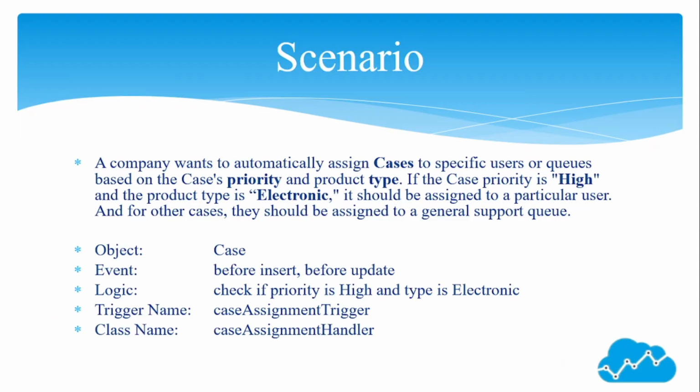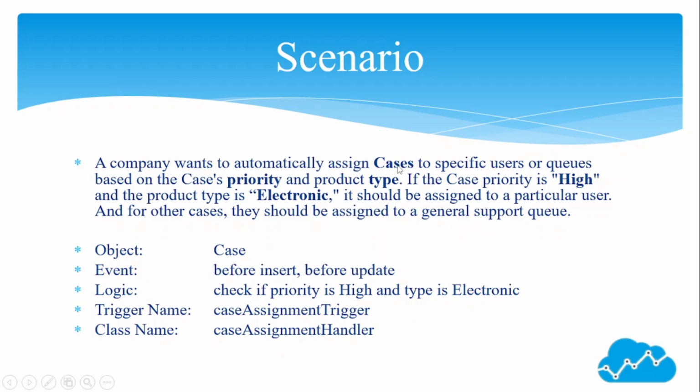So in this series, we are going to see the next scenario. A company wants to automatically assign cases to specific users or queues. So if a new case is getting generated, then based on the case's priority and product type, if the case priority is high and the product type is electronic, it should be assigned to a particular user in the Salesforce org, and other cases should be assigned to a general support queue.